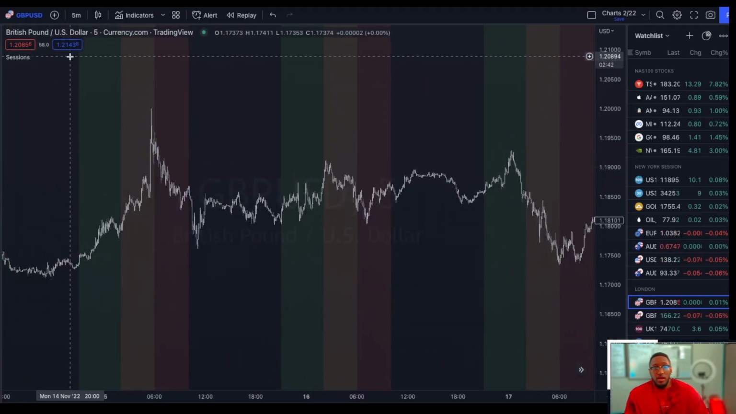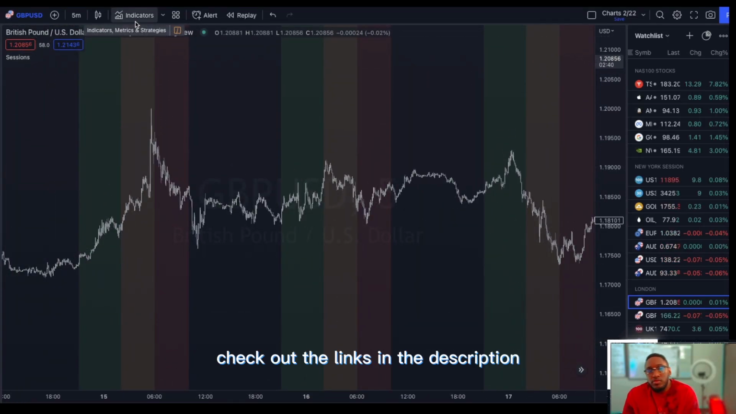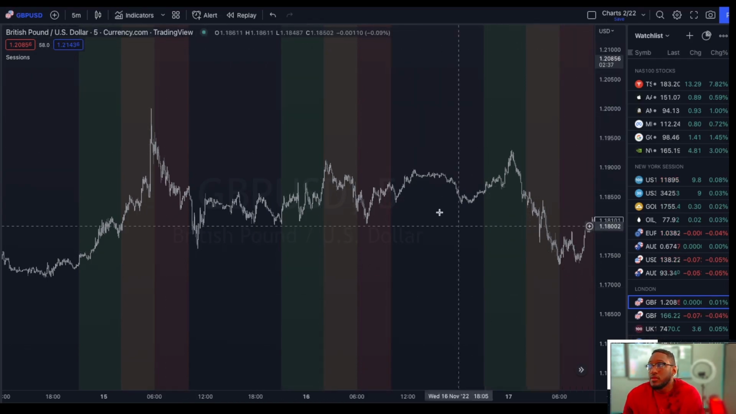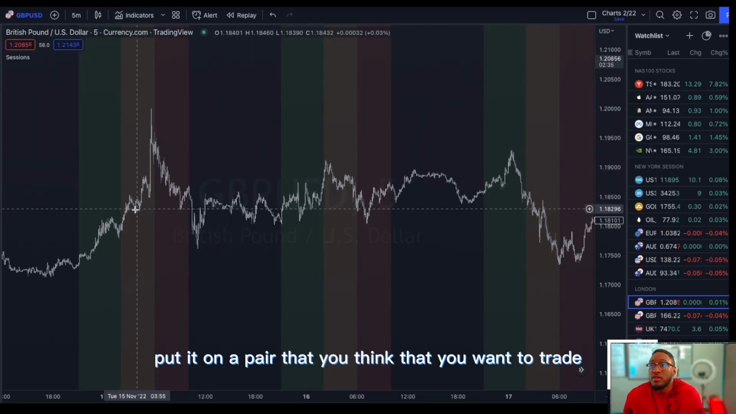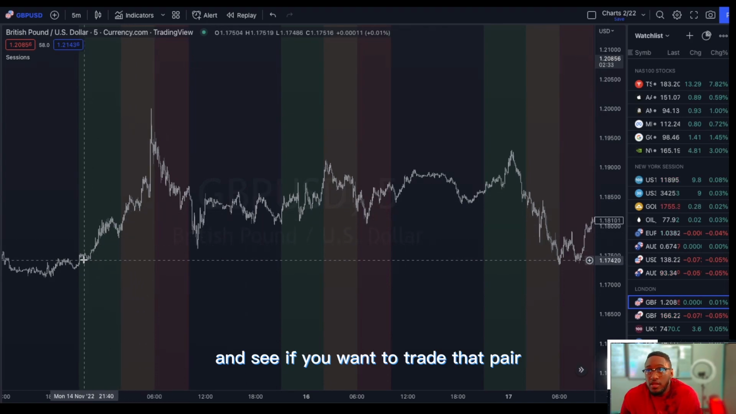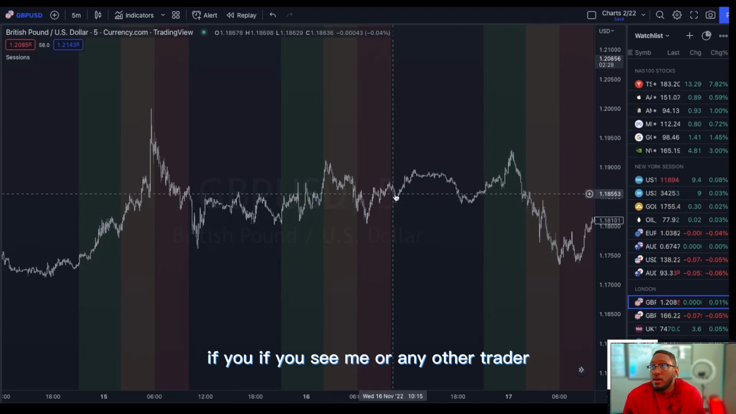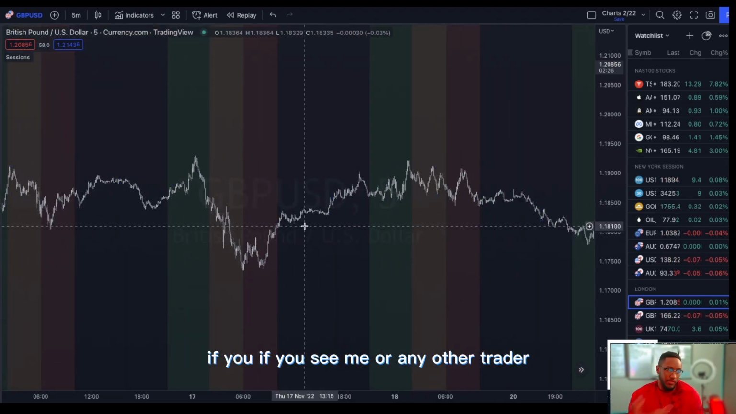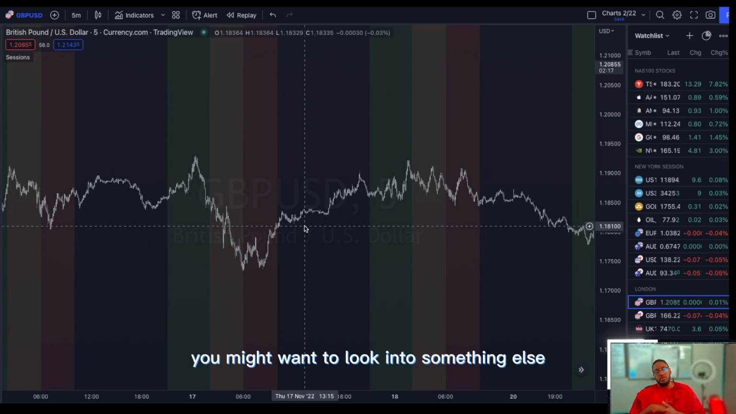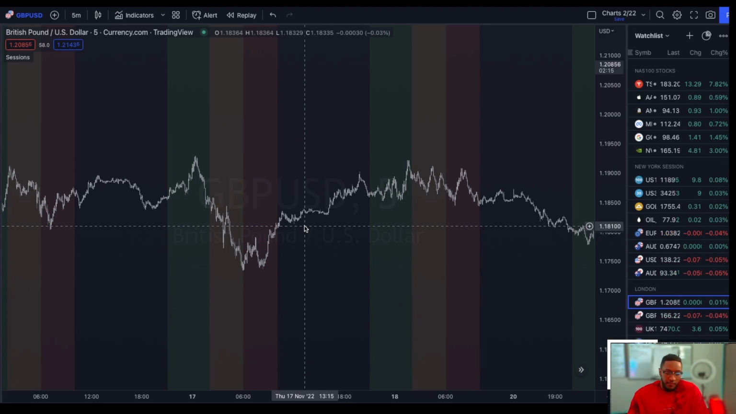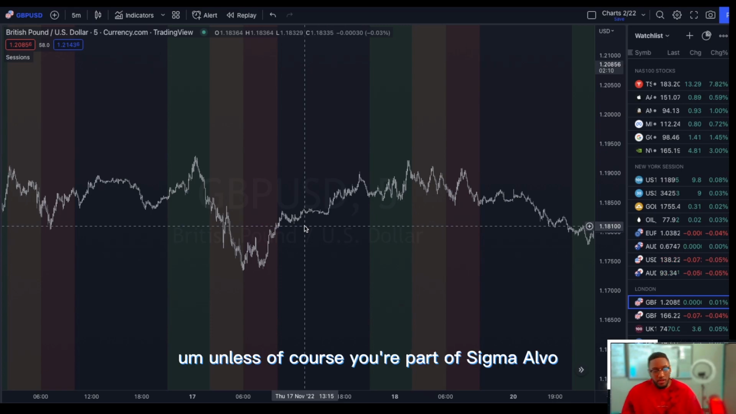Check out the links in the description, read those articles, check out this indicator, put it on a pair that you think you want to trade, and see if you want to trade that pair at a specific time. If you see me or any other trader you look up to trading a certain pair, you might think, well, I want to trade that, but you're working at the time that pair moves. You might want to look into something else to match your lifestyle. That's the important part.